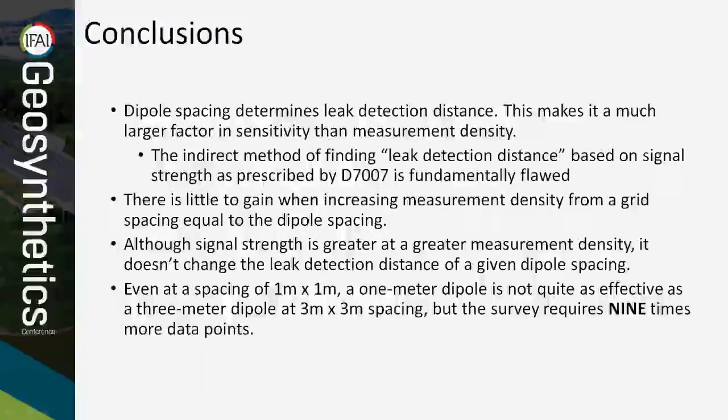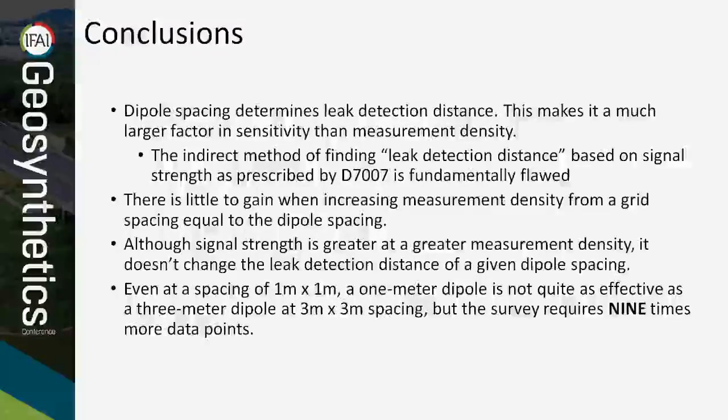There are a few conclusions we can draw from looking at this data. The first one, and most importantly, dipole spacing determines leak detection distance. So this confirms the analytical findings of Lugli and Mahler. This makes dipole spacing a much larger factor in sensitivity than measurement density. Also, it shows that the indirect method of finding the leak detection distance based on the signal strength, the way it's done in ASTM D707, is fundamentally flawed.